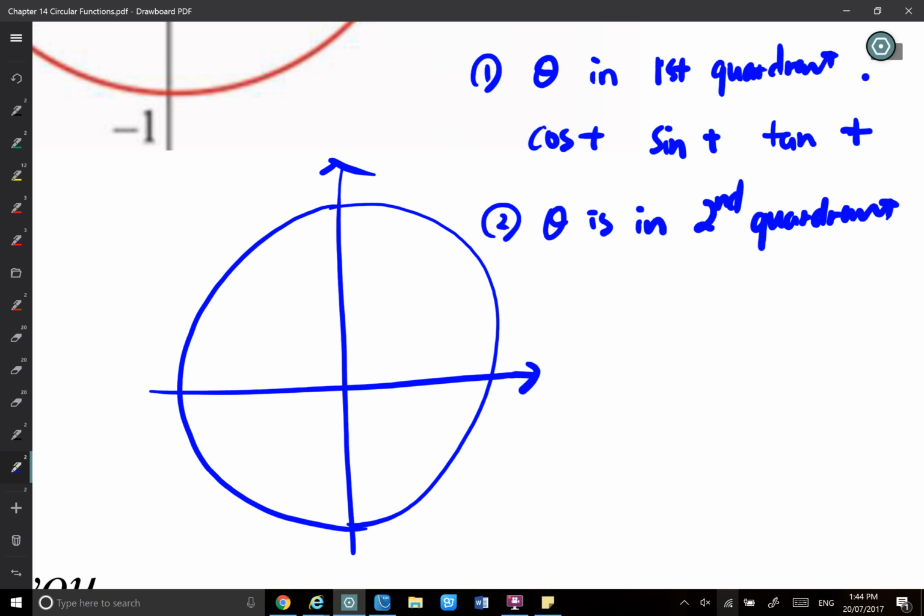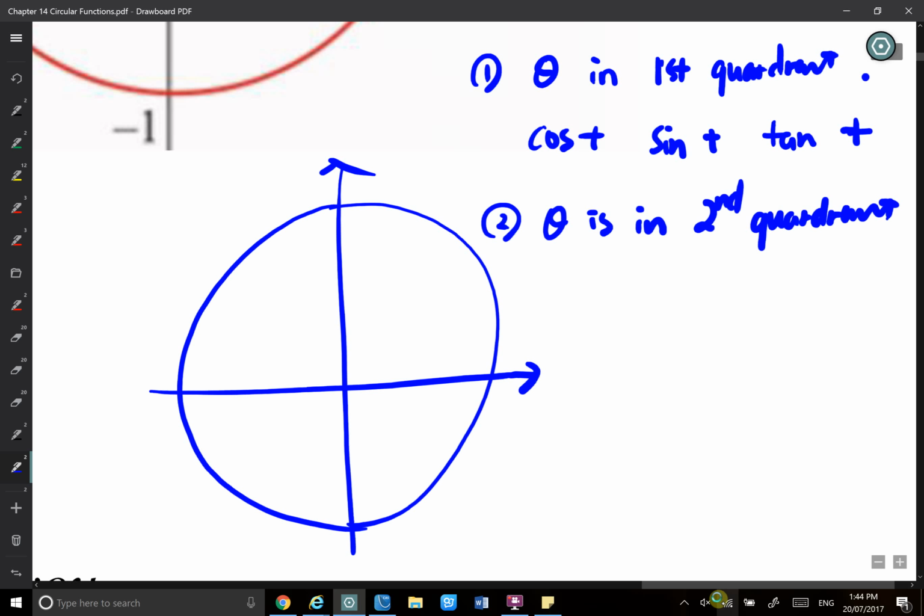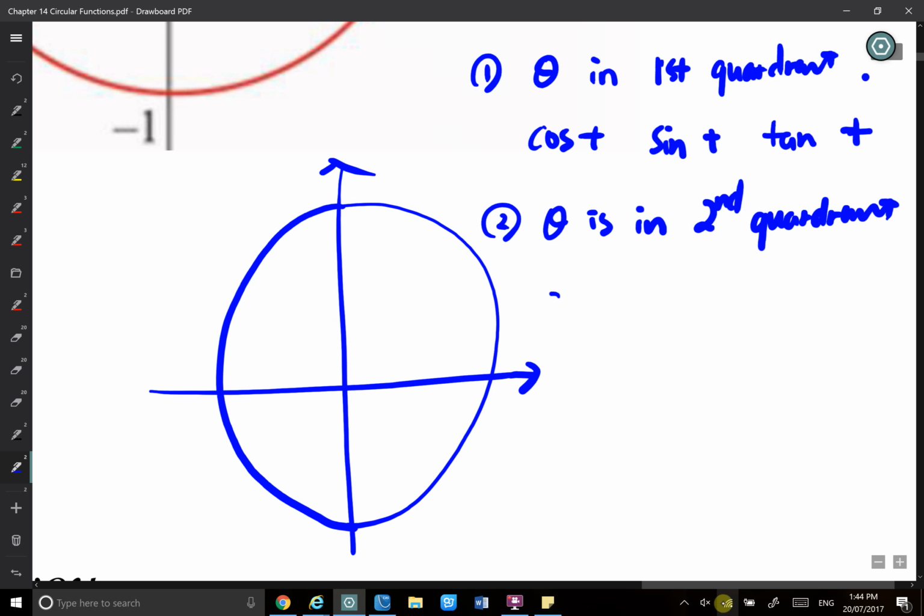Minus and positive. It's a minus and a plus. So the x coordinate is minus. Okay, the point of intersection is here. X is negative and y is positive. Therefore, cos is negative, sine is positive. How about tan? Negative.